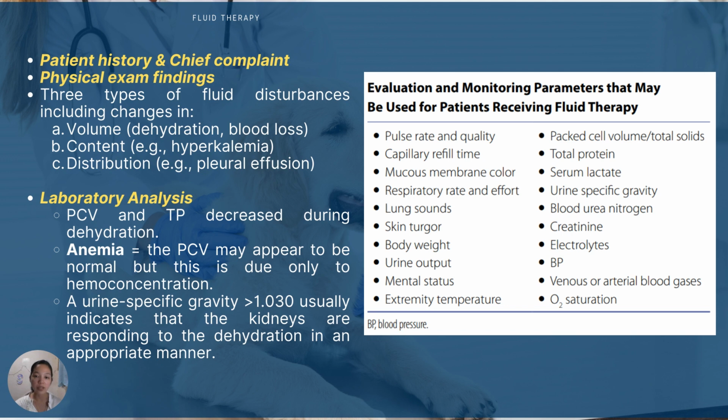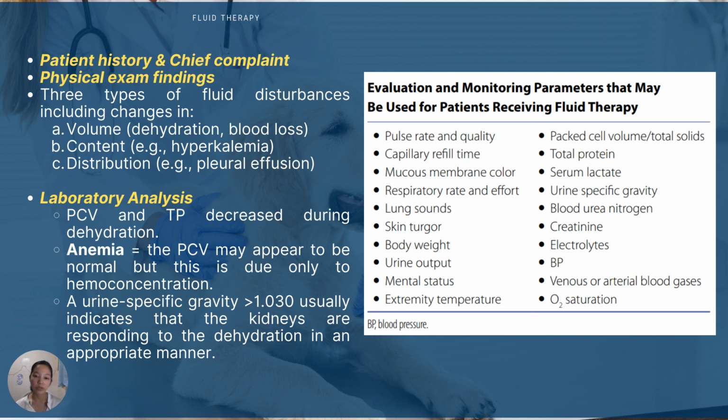So PCV, total solids and the total protein are actually decreased during dehydration. However, PCV may appear to be normal in anemic patients. However, this is due only to the hemoconcentration.